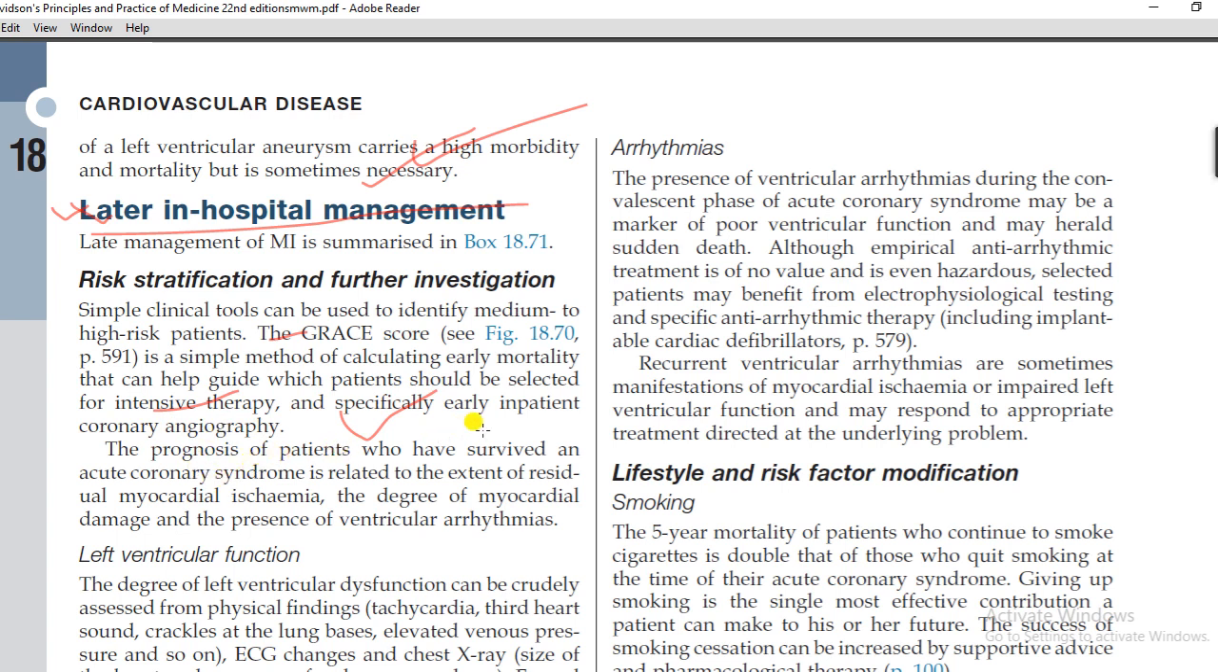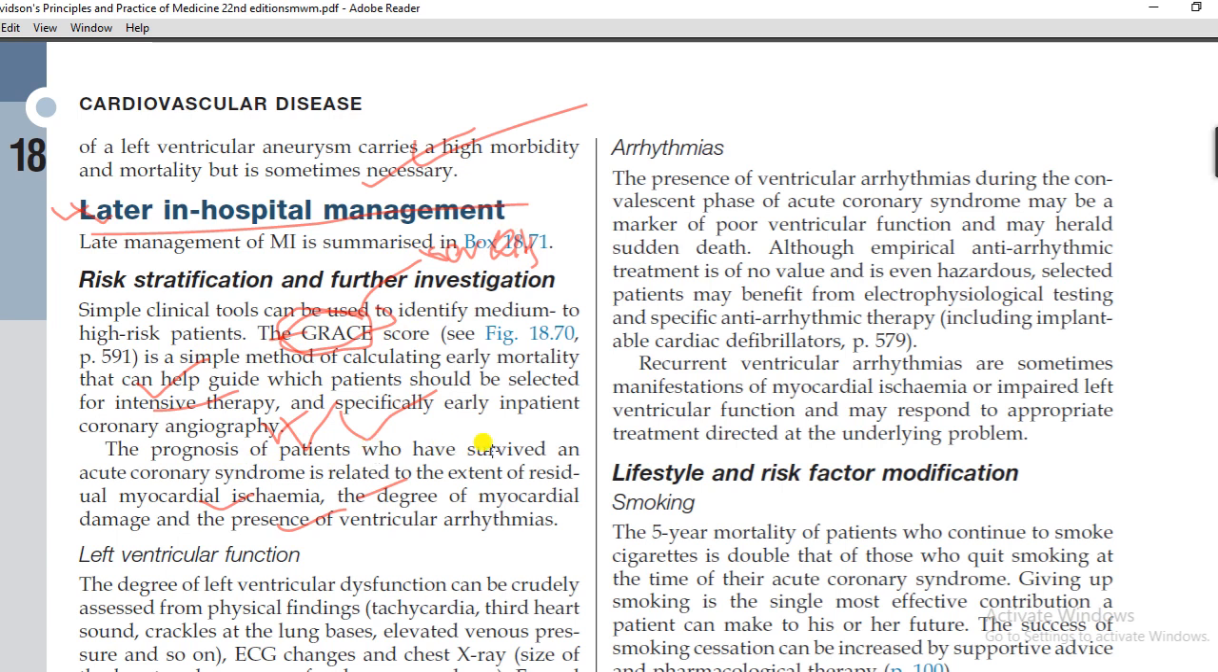The prognosis of patients who have survived an acute coronary syndrome is related to the extent of residual myocardial ischemia, the degree of myocardial damage, and the presence of ventricular arrhythmias. So the GRACE score basically helps decide whether the patient should be on intensive therapy or undergo coronary angiography. It gives the severity of the disease, risk stratification.